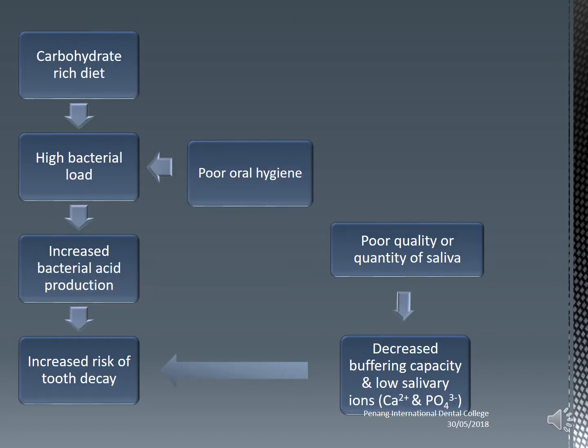Let's look at the flowchart, how the susceptibility of the patient is affected by various factors which have been discussed in the previous slide. Looking at the diet, if the patient takes a more carbohydrate-rich diet, which in turn increases the bacterial load, this higher bacterial load will produce more bacterial acid production, leading to increased risk of tooth decay. Poor oral hygiene again leads to higher bacterial load, which again leads to increased bacterial acid production and increased tooth decay. Poor quality or quantity of saliva leads to decreased buffering capacity and lower salivary ions, which are required for remineralization, again leading to increased risk of tooth decay.